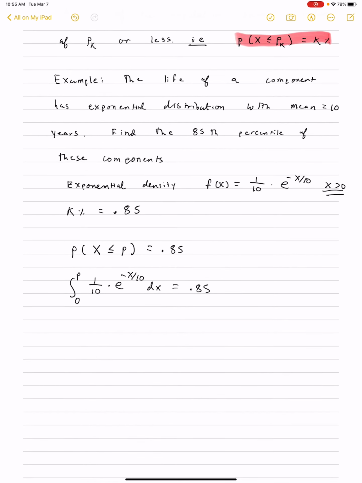This is an integral that we can easily recognize from calculus 1. Just do a u substitution with u equal to minus x over 10, or we can just remember the antiderivative here will be minus e to the minus x over 10, and we'll evaluate that at 0 to p. If we want to check this is the antiderivative, we can just differentiate it and see that we get exactly the density function back.